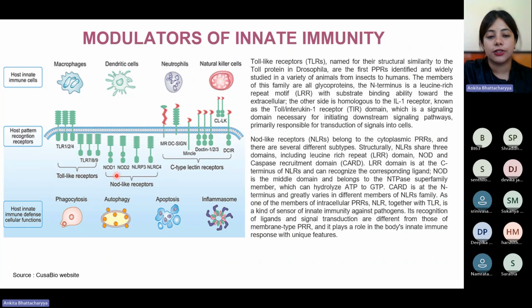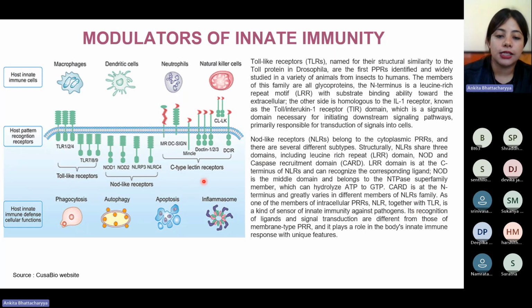The second subclass that you see here is the nod-like receptors, which we just discussed. They belong to the cytoplasmic PRRs, and they also contain many different subtypes. Structurally they have three domains. They have a leucine-rich repeat domain, which you see in this zigzag structure. They have a NOD domain and a caspase recruitment domain, or CARD. The LRR domain is at the C-terminus of the NLRs, and it can recognize the ligand. NOD is the middle domain, belonging to a superfamily. This is just extra information; I'm not reading it out. You can read it up for your own understanding.